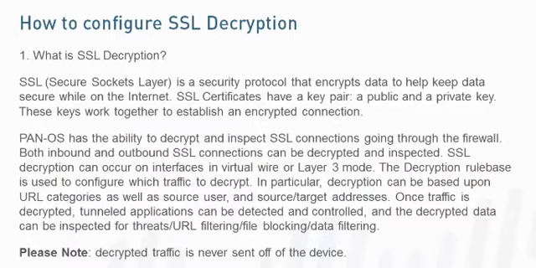PAN-OS has the ability to decrypt and inspect SSL connections going through the firewall. Both inbound and outbound SSL connections can be decrypted and inspected. SSL decryption can occur on interfaces in a virtual wire or layer 3 mode. The decryption rule base is used to configure which traffic to decrypt. In particular, decryption can be based upon URL categories as well as source, user, and source target or destination addresses.